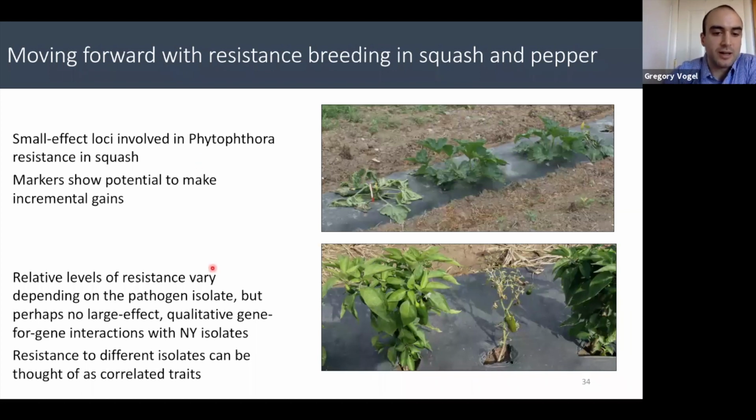In pepper, we do see that there are interactions between pepper and pathogen isolate. The relative levels of resistance among the pepper accessions in our experiment did vary depending on what isolate they were inoculated with. But again, perhaps with New York isolates, there are no large effect qualitative gene for gene interactions. It seems like with this isolate population, resistance to different isolates can be thought of as correlated traits, and selecting for resistance to one isolate is likely to confer resistance to a wide variety of isolates from the region. And perhaps breeding programs in early stages of selection can use one or two isolates, and then more advanced material should probably be trialed with a wider variety of isolates with different virulence profiles.